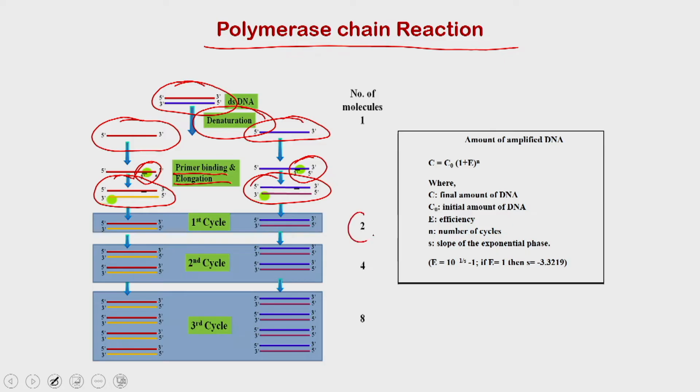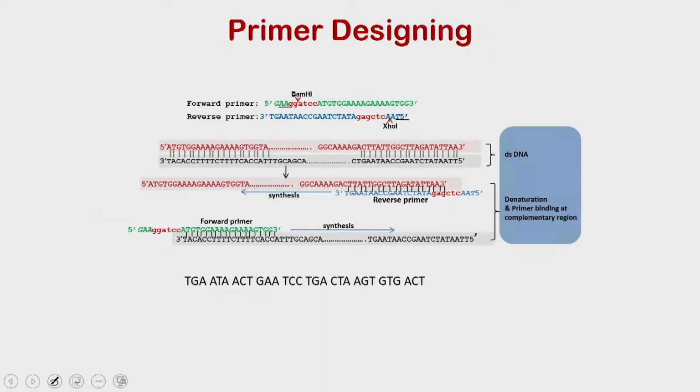And that is how, if you started with a single molecule in the beginning, after the first cycle you are going to have 2 molecules, after the second cycle 4 molecules, and after the third cycle 8 molecules, and so on. And if you would like to quantitate the amount of DNA you are going to get, you can use this formula to calculate.